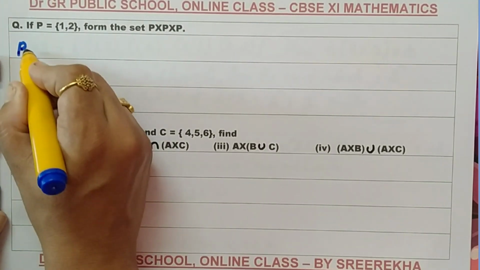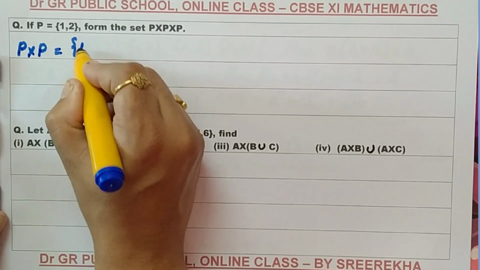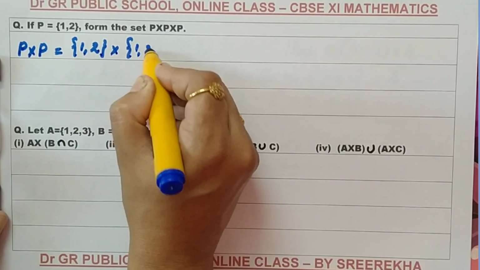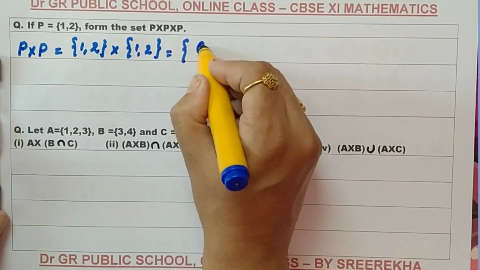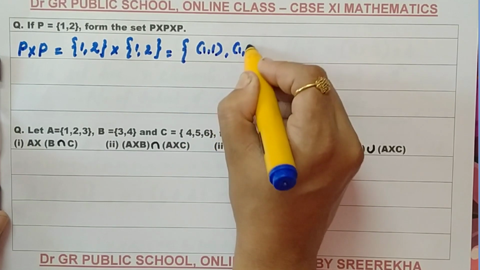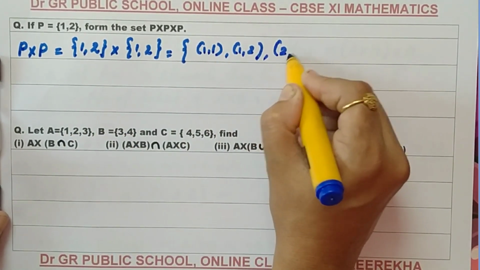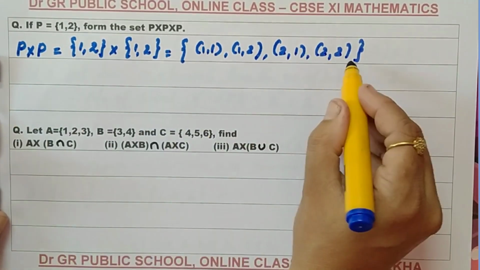Listen here, at first I am going to write P cross P. P cross P means that you need to cross the set {1, 2} with {1, 2} itself. So, which are the possible combinations here? (1, 1), (1, 2), then (2, 1) and (2, 2). This is P cross P.